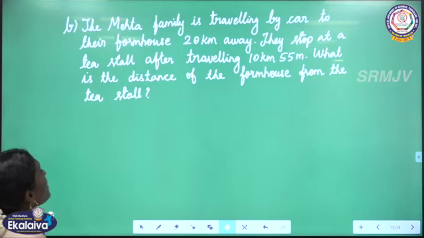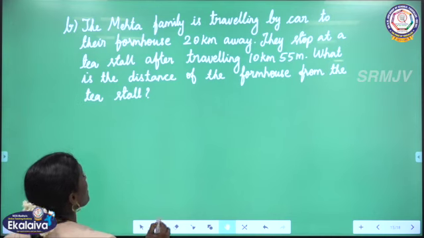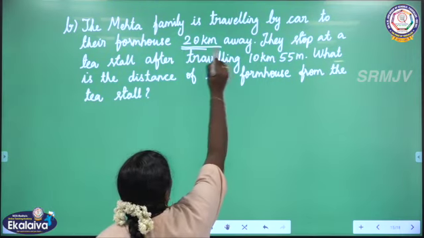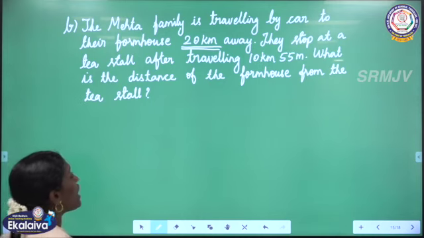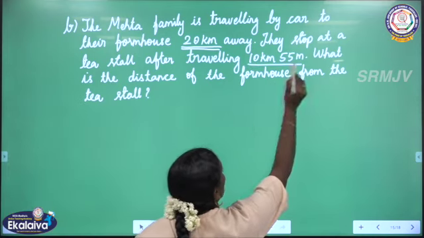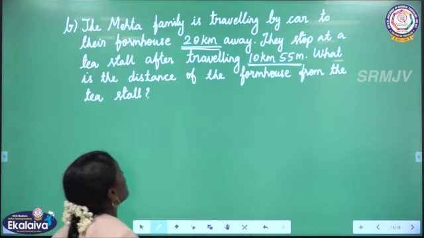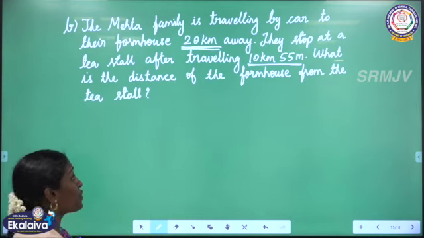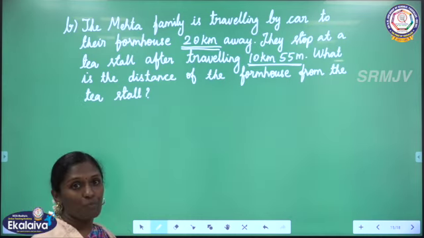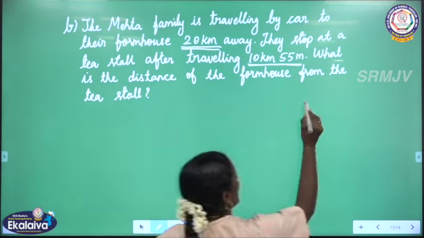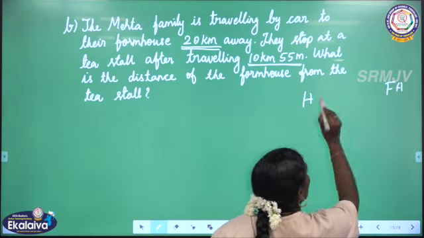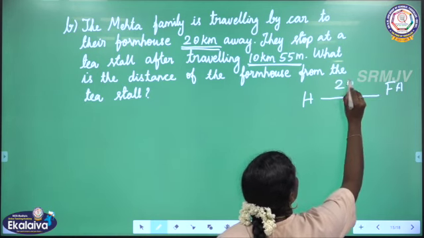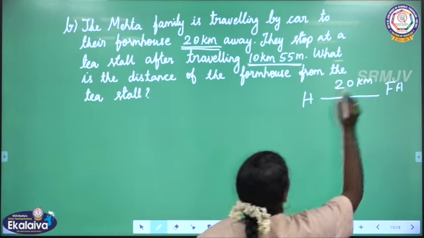The next question, the Mehta family is traveling by car to farmhouse 20 km away from their house. They stop at a tea stall after traveling 10 km and 55 meter. What is the distance of the farmhouse from the tea stall? Here, the distance from house and farmhouse is 20 kilometer. The total distance is 20 kilometer.